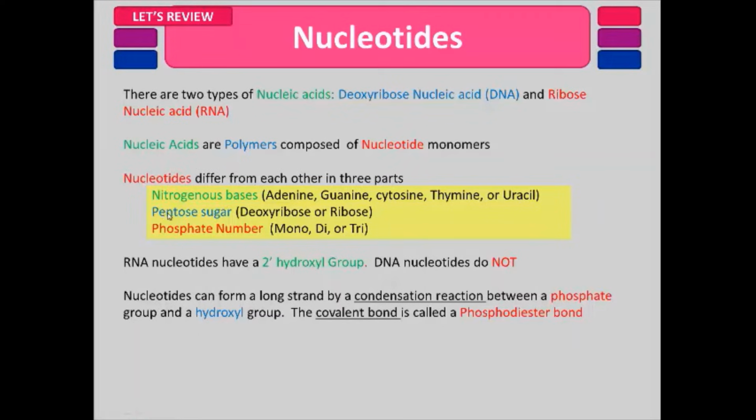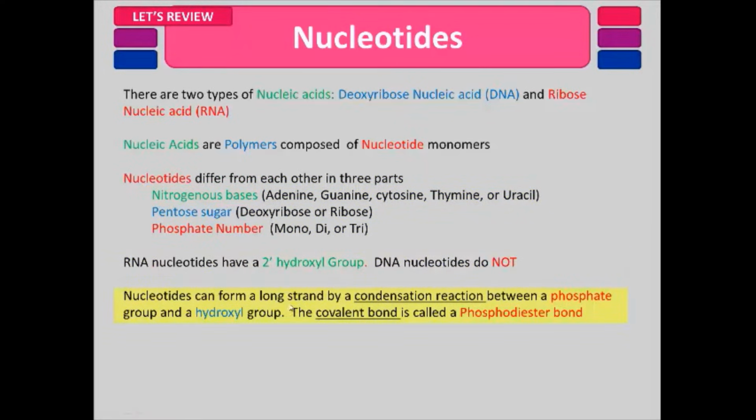They also differ from each other in the type of pentose sugar. They can either have a deoxyribose sugar or a ribose sugar. And nucleotides will differ in their phosphate number. They may have 1, 2, or 3 phosphates attached. RNA nucleotides have a 2' hydroxyl group, and DNA nucleotides do not.